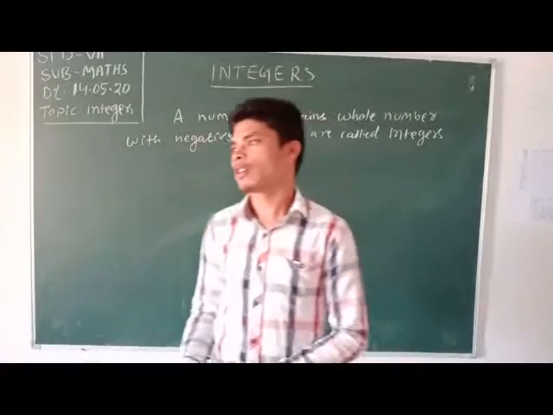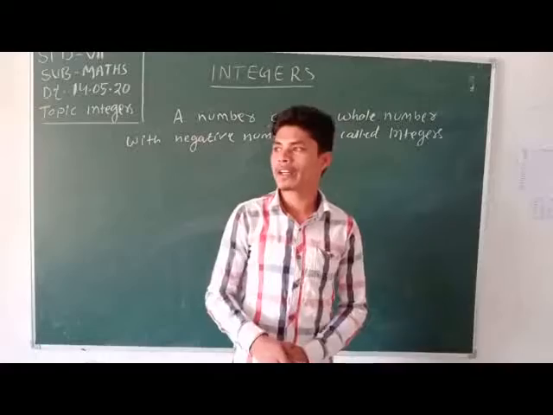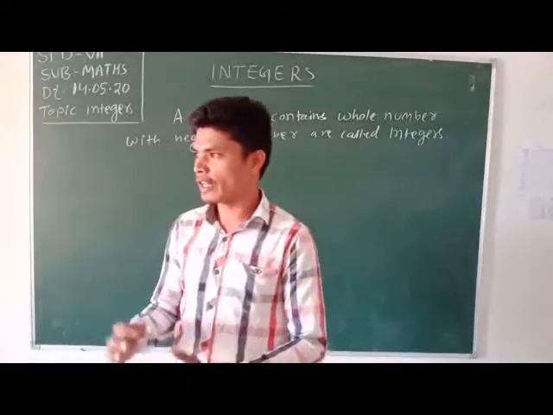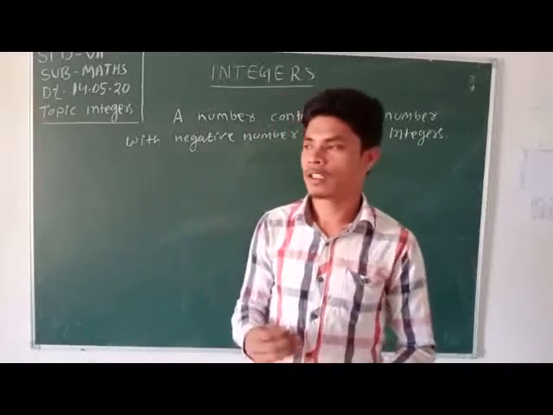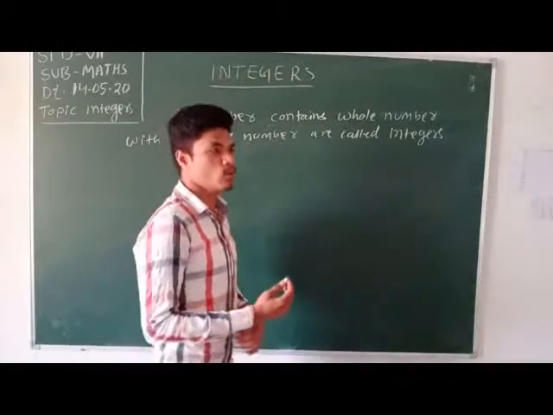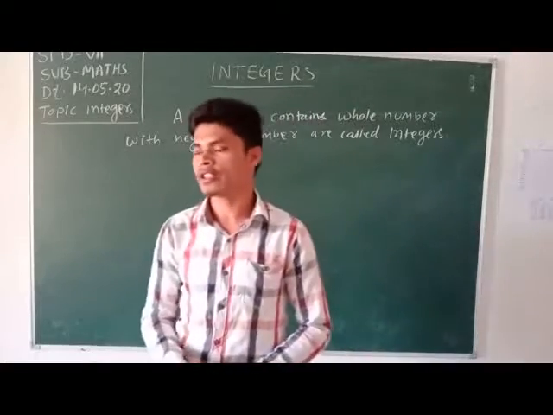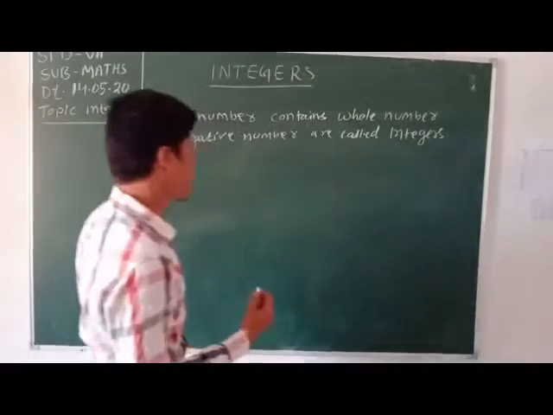Whole number means the number which includes zero. Natural numbers including zero are whole numbers. The whole numbers start from zero, and negative numbers are the numbers with a minus sign. We can easily represent the integers using number lines. See the rules.